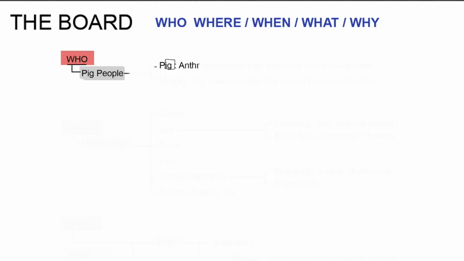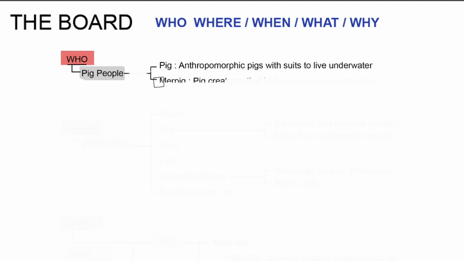Here, for example, we could have two options. The first option is we could have pig people, which is an anthropomorphic pig character. We need to have some suit in order to go underwater. And the second option is, what if we had pig people who evolved somehow to be able to live underwater? We're gonna call them merpig. No one is questioning this. So, okay, cool. We can see we have two options here.